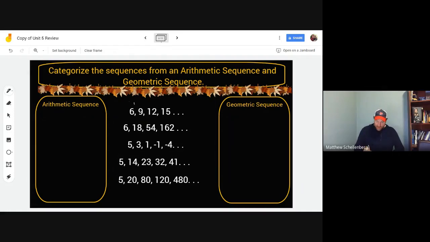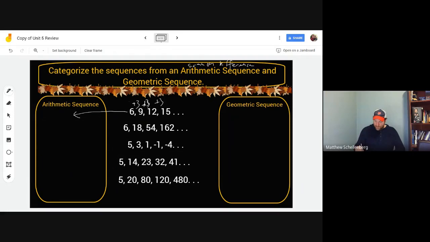Well, maybe it would help for me to tell you what's arithmetic and what's geometric. Well, here we have a common difference. It's plus 3 each time. Plus 3, plus 3, plus 3. That makes it an arithmetic sequence. So this one goes over here because it has a common difference. Arithmetic sequences have a common difference.